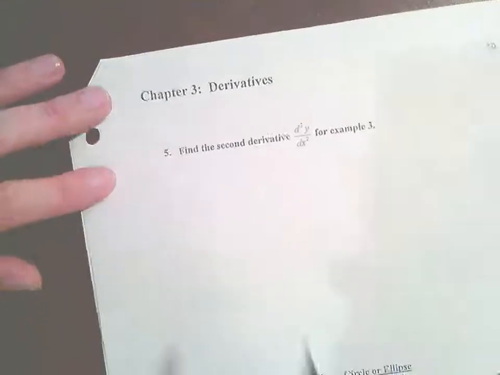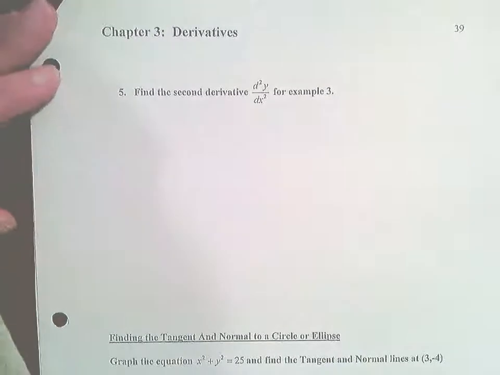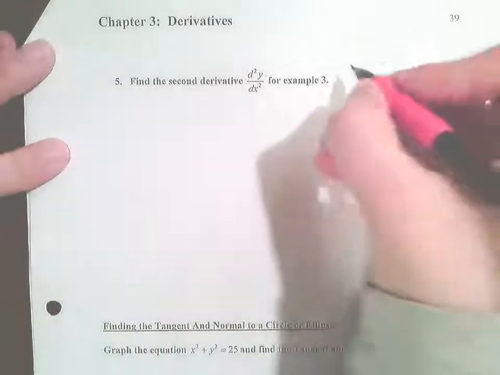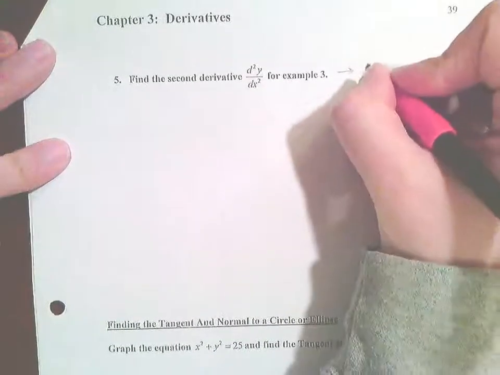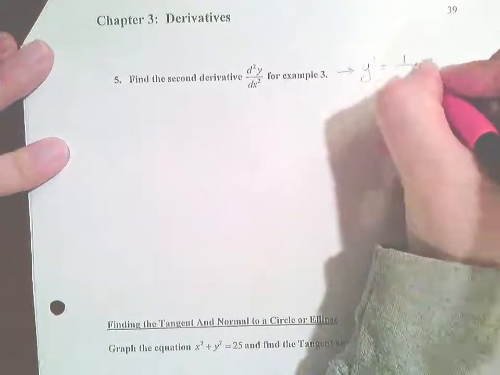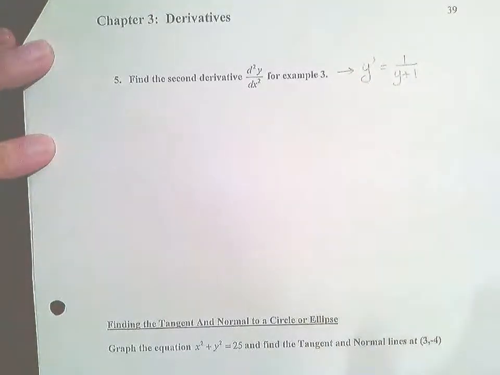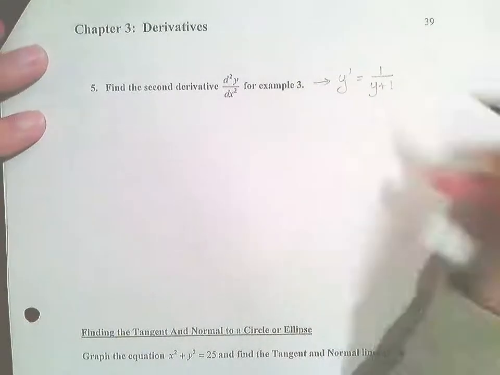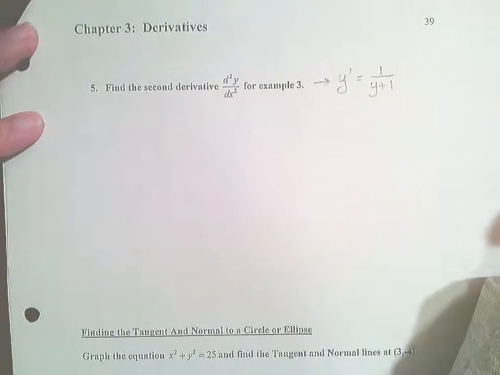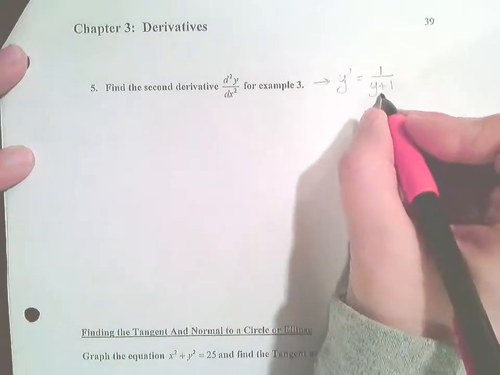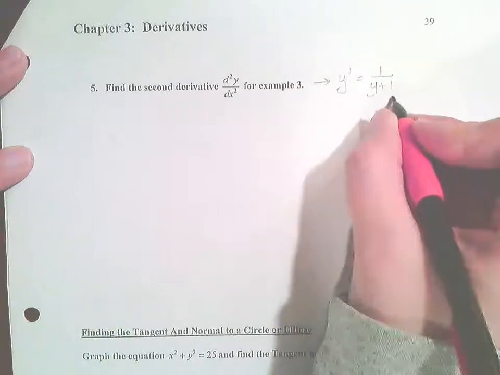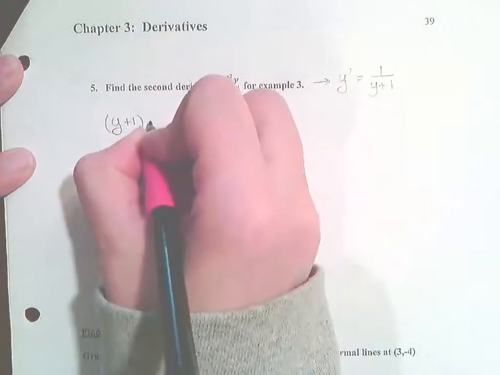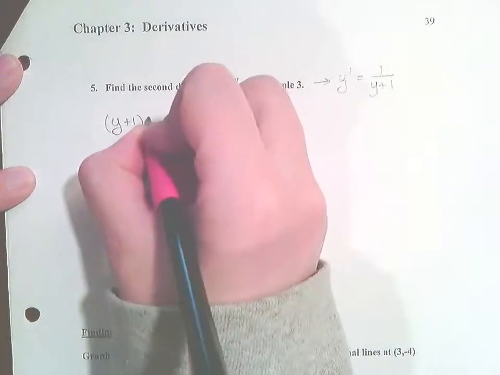Alright, next example says find the second derivative for example 3. In example 3, our answer, the first derivative, was 1 over (y plus 1). So we have to find the second derivative of this guy. Obviously this is a division problem, so I'm going to use the quotient rule to find the derivative. Remember, you start at the bottom, you take the bottom as it is, which is y plus 1, times the derivative of the top, which is what?